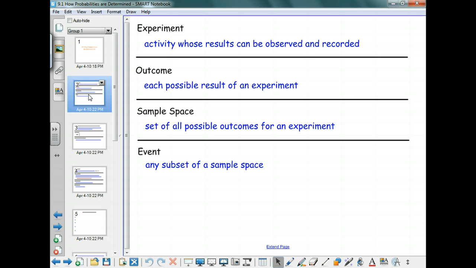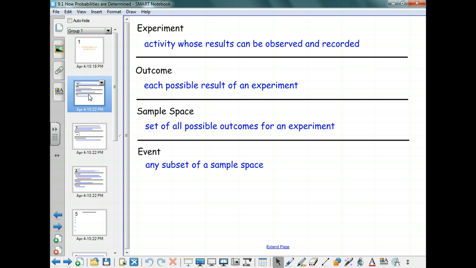So to start with a few definitional things. An experiment is simply an activity whose results can be observed and recorded. So an experiment could be, we took a test. An experiment could be, I counted the number of jelly beans that were red in the bag or something like that. So it can go from a real formal science experiment to something very simple, just like counting the number of jelly beans in the bag, okay?